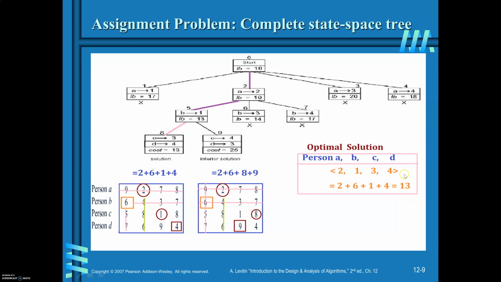How can you assign the jobs here in order to get this optimal value? So you are required to assign person A with job 2, person B with job 1, person C with job 3, and person D with job 4. Then you can achieve this optimal cost. And when you are writing the solution, write in this vector format and write the total cost of the assignment.